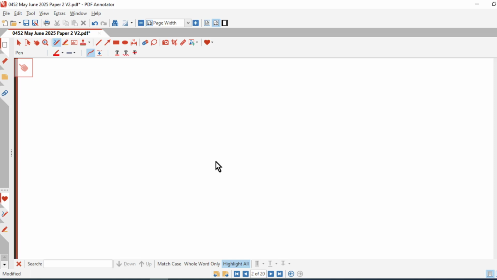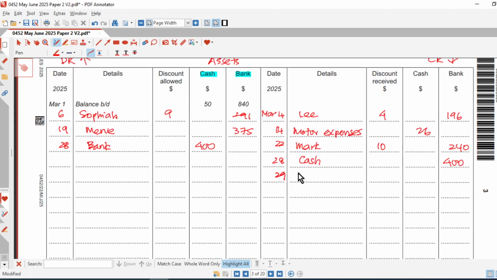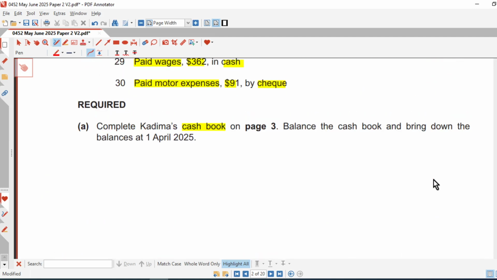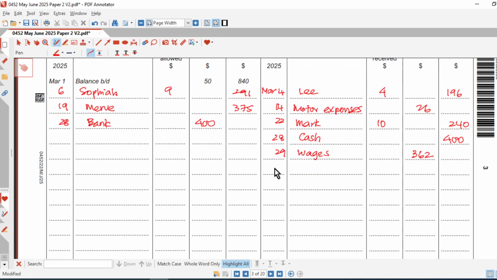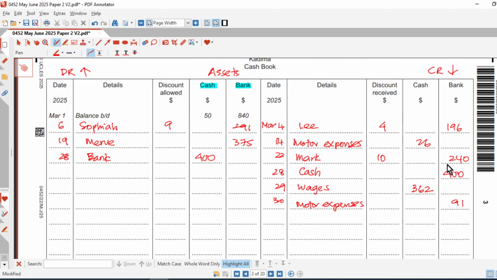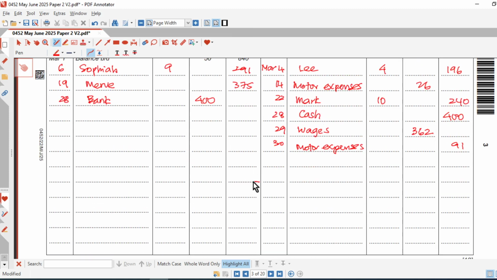29, you paid $362 of wages in cash. And finally, on the 30th, you paid $91 motor expenses by check. Right, so that's all our transactions from the above. So once we park everything in, you just have to compute your closing balances. That's it, with plenty of space left. So I'm just gonna leave out some lines in between to work out my closing balances.